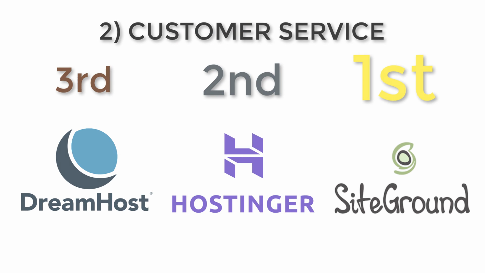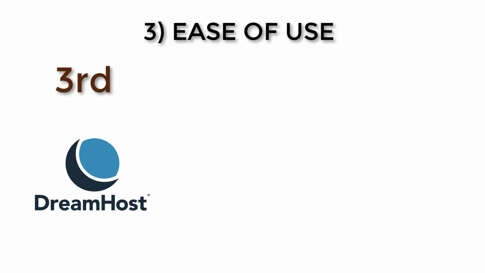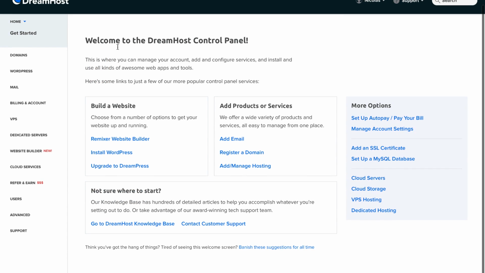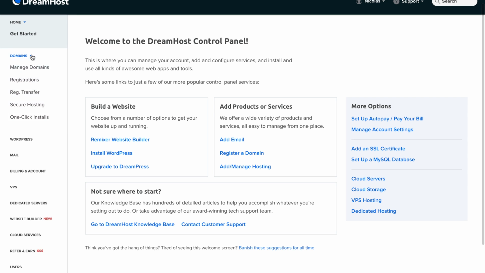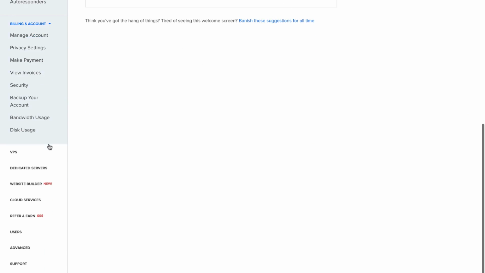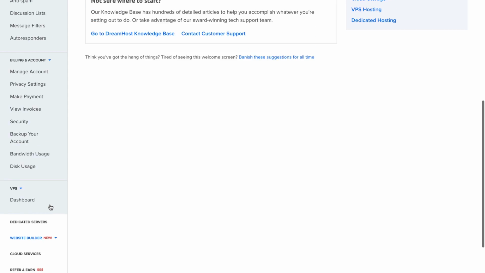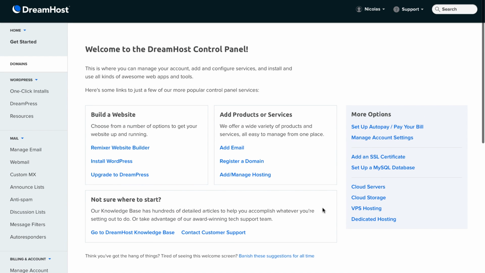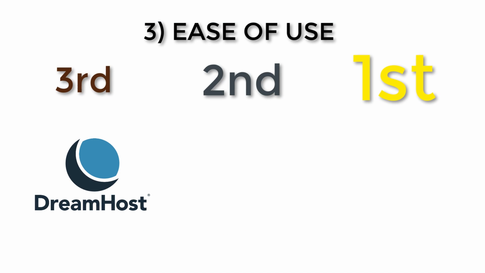We're jumping into the 3rd category, which is ease of use. I don't know about you, but as a beginner, I appreciated a clear dashboard and interface. As my 3rd choice, we have DreamHost again. It is maybe the interface with the biggest learning curve because it has so many words and things around that it is actually harder to find what you're looking for. In my experience, this also affected wait times for customer service because a lot of people can't find what they're looking for within the interface.